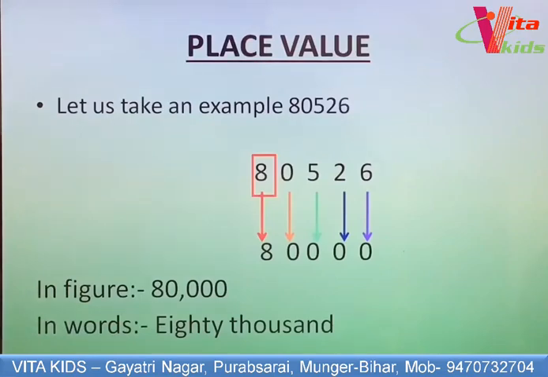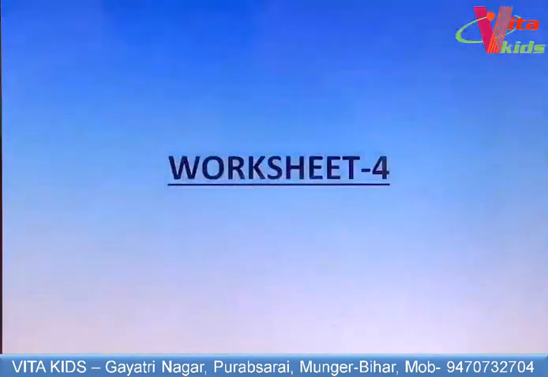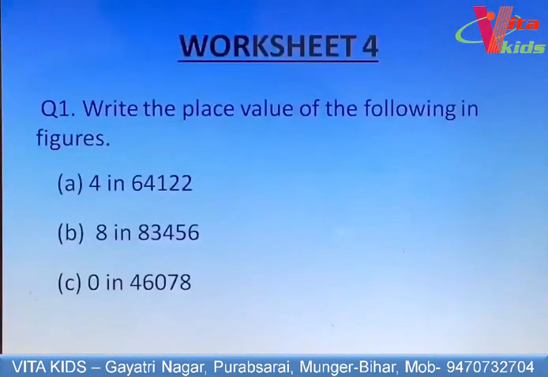To understand it better, let us do one worksheet. Welcome to worksheet 4. Question 1. Write the place value of the following figures. 4 in 64122. You will write 4 and all the digits on the right. How many digits do we have? We have 3 digits. So all of them will convert into 0. So it is going to be 4 followed by 3 zeros. Similarly, next question we have 8 in 83456. Next, C part, 0 in 46078.